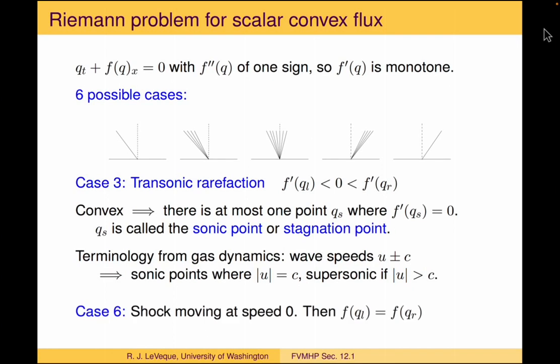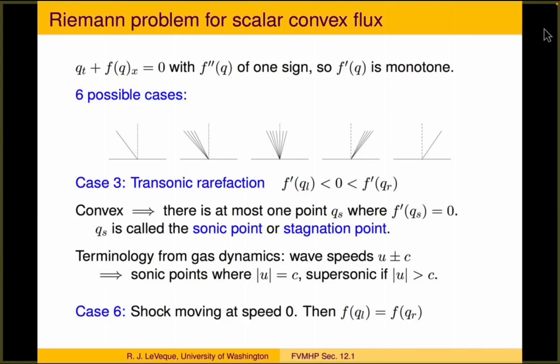Oh, and the 6th case that I didn't draw here is the case where the shock is moving at speed 0. And notice that in that case, f of ql has to equal f of qr, because the Rankine-Hugoniot condition involves f of qr minus f of ql divided by the jump in q. So if that speed is 0, then the two fluxes are the same.